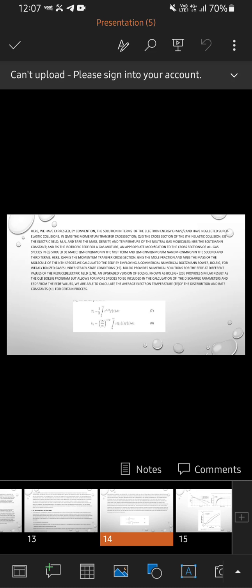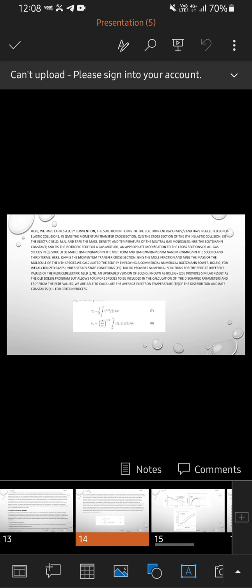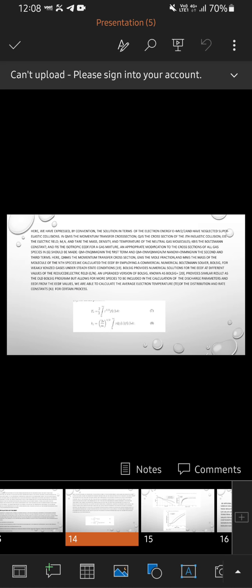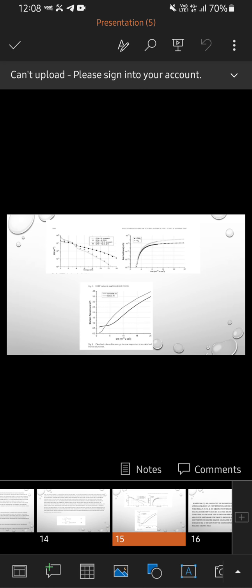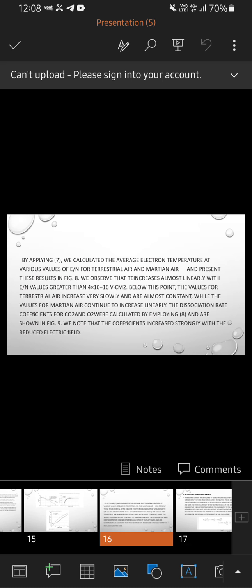We calculated the EEDF by applying the commercial numerical Boltzmann solver for the values of the reduced electric field. An upgraded version of BOLSIG+, known as BOLSIG+ 6, provides similar results to the old BOLSIG+, but allows for more species to be included in the calculation of the discharge parameters and the EEDF. From the EEDF values we are able to calculate the average electron temperature. The equations are given below and graphs are shown for better understanding.